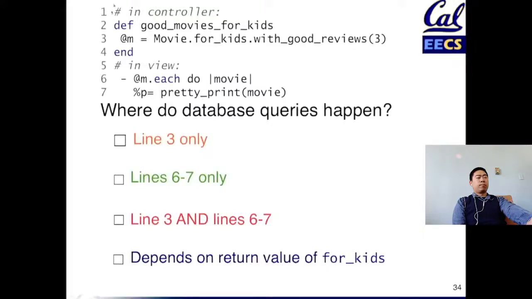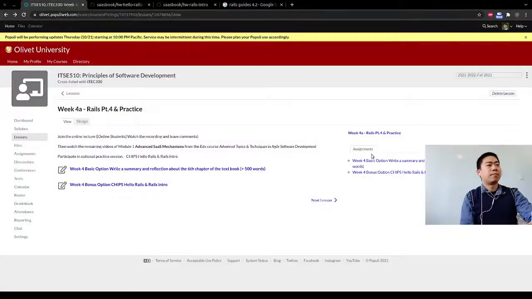So based on that, we should be easily able to answer this question, which is looking at this small snippet of code where we've got some controller logic up here and some stuff in a view down here. Where do database queries happen? Do they happen only in line 3, only in line 6 and 7, in both line 3 and line 6 and 7, or does it depend on the return value of the first scope because we don't know what the second scope is going to have to operate on?